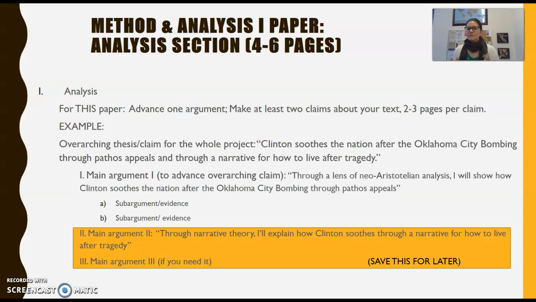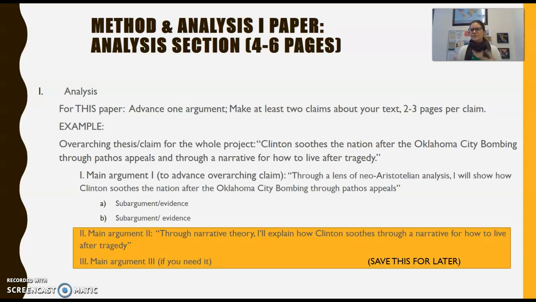For your paper today, or for the next couple of weeks, you're just advancing one argument. All right, you do not have to know your entire argument for how you're going to answer your research question. But what I'd like you to do is advance one argument and make two claims that support that argument. So about 2 to 3 pages per claim.